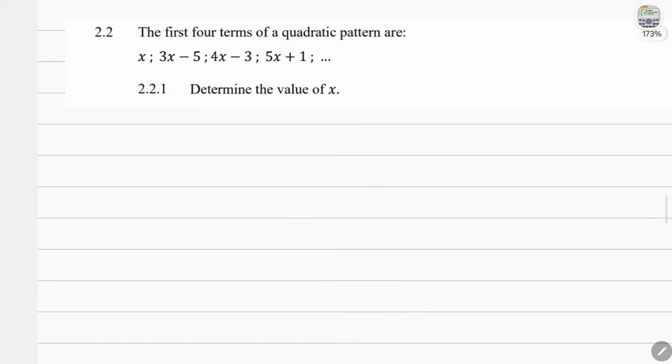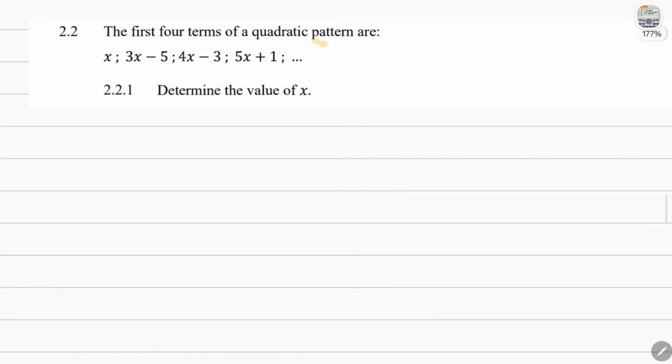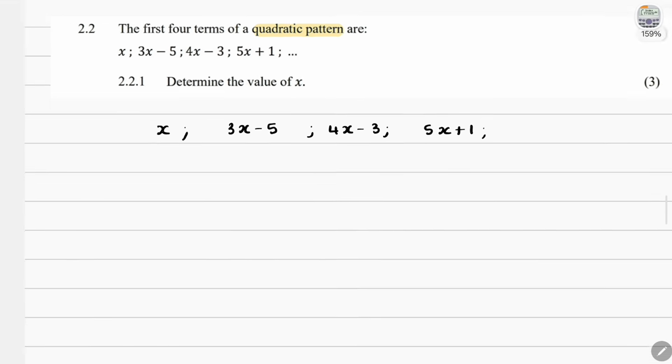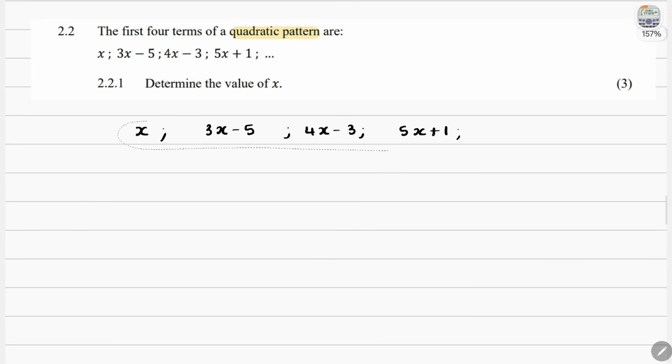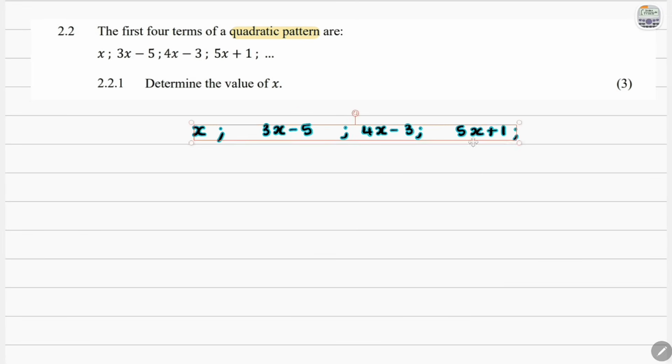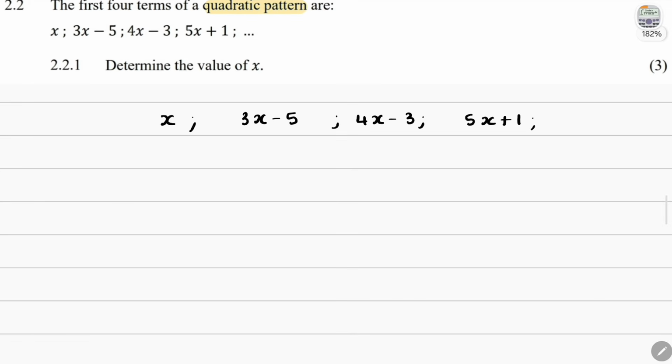Question 2.2 says, the first 4 terms of a quadratic pattern are x and then 3x minus 5, and so on. So we have 4 terms and they want us to determine the value of x. Okay, so let's rewrite our pattern first. And now, in order to find x, we're going to use the fact that the second difference is constant. And so that's where we're going to create an equation.